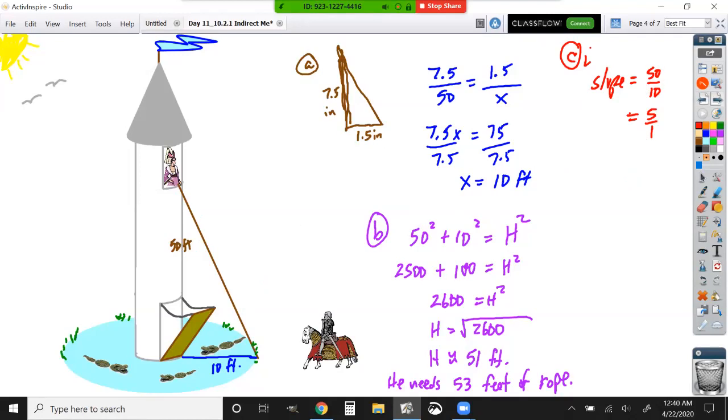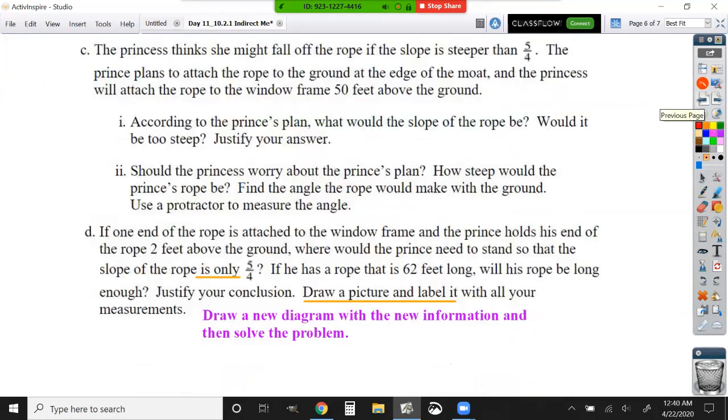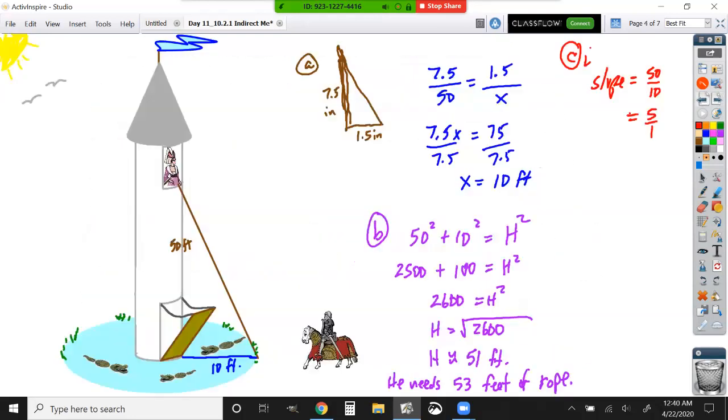And it said in order to be safe, let's go back here, the princess thinks she might fall off the rope if it is steeper than 5/4. Would it be too steep? That's the second part of the question. So let's see. How does 5 over 1 compare to 5 over 4? Well, this is like 1.25, and this is 5. This is greater. So the slope of this line is bigger than the slope that's safe. So I would say it's too steep.